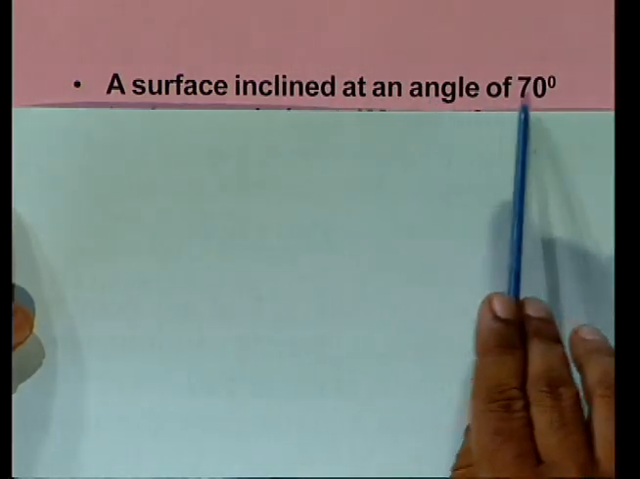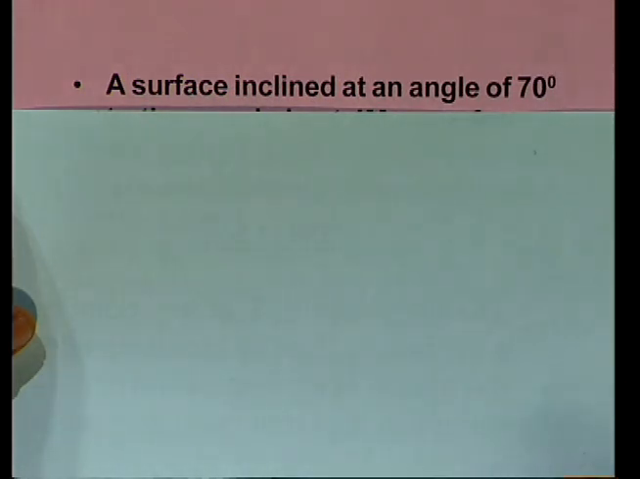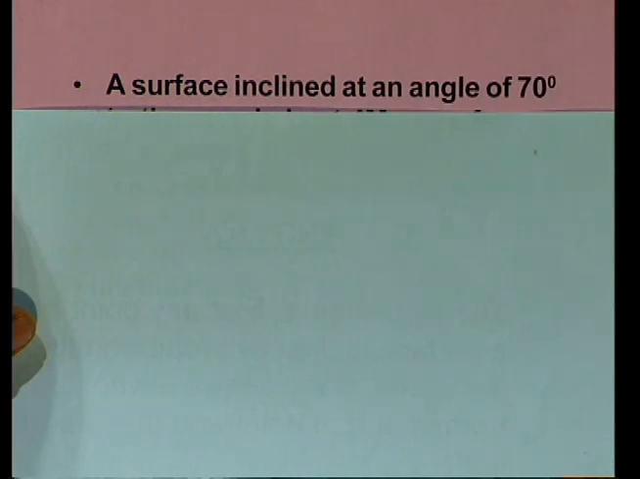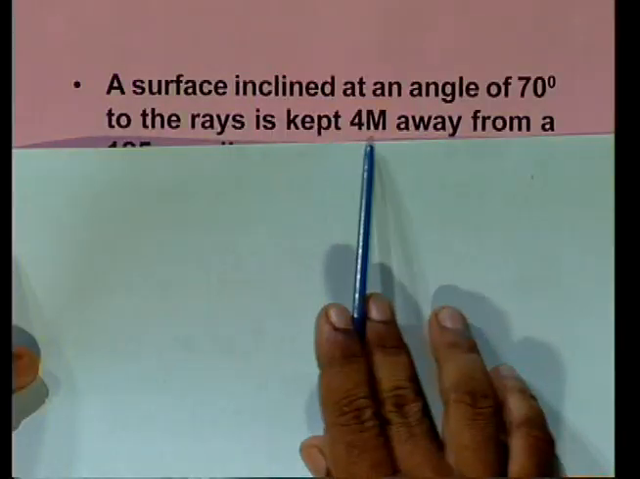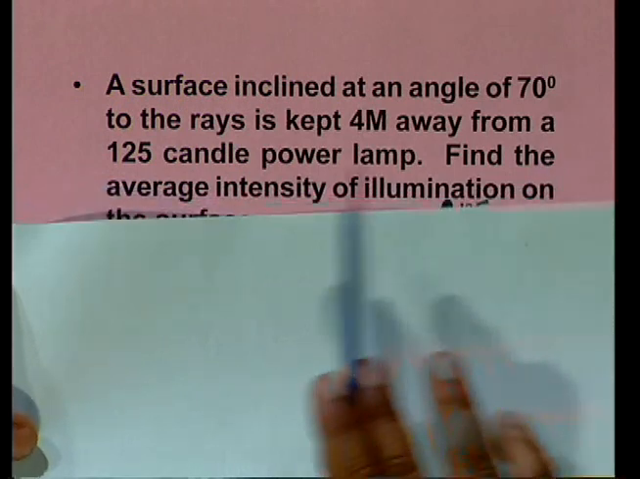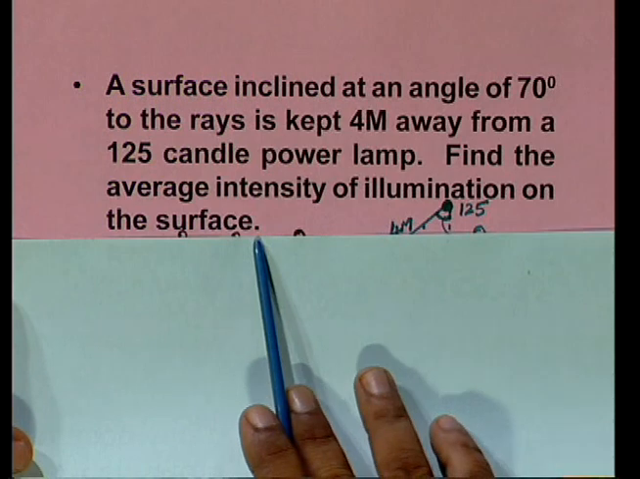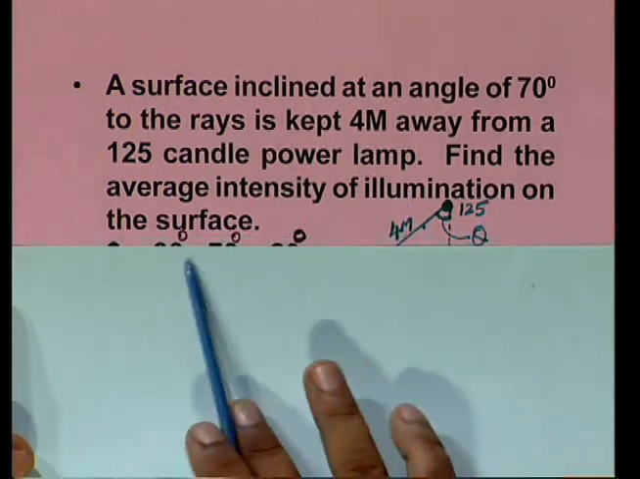A surface inclined at an angle of 70 degrees, that means a point source is mounted, and the luminous flux which it is giving at the 70 degrees range is not falling directly, it is not a direct light. The surface, inclined at 70 degrees to the rays, is kept 4 meters away from a 125 candle power lamp. Find the average intensity of illumination on the surface.